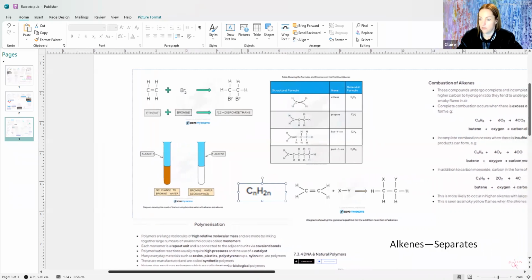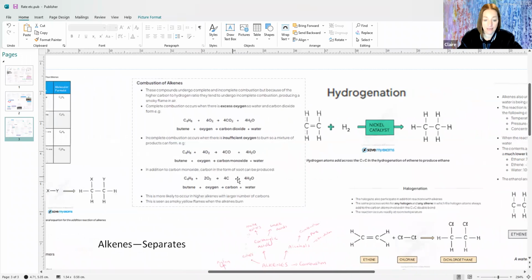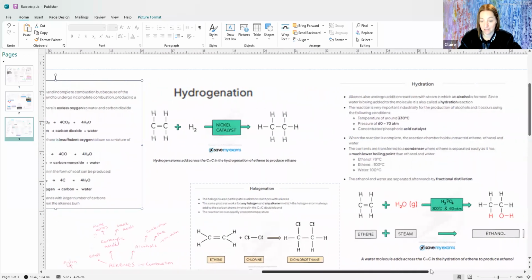We're going to move across to combustion of alkenes. Again, it's full combustion and incomplete combustion, and they produce the same things again. Don't forget to balance them. Okay, that's what you would learn from that. Do not forget to balance them. I'm not going over it again. It's the same principle as what happens with alkanes.